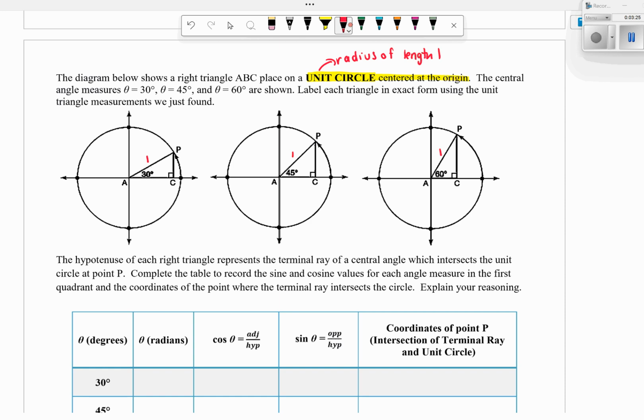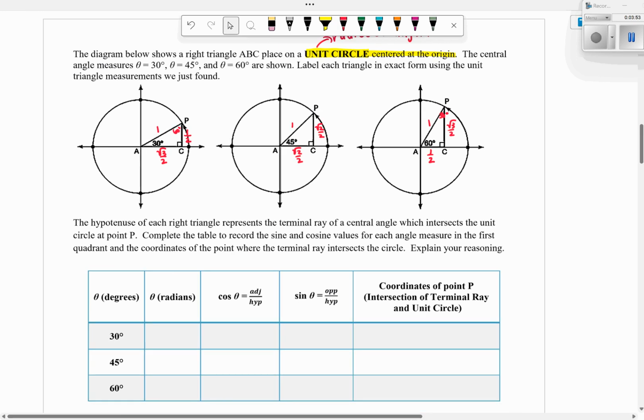Remember we said across from the 30 degrees, this side length is 1/2. That means up here is 60 degrees, so across from that would be root 3 over 2. For 45, 45, 90, this is root 2 over 2, root 2 over 2. And then for the next one, across from the 60, we have root 3 over 2. Remember, that means this angle up here is 30 degrees, so this would be the 1/2.